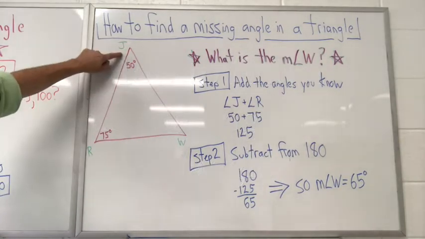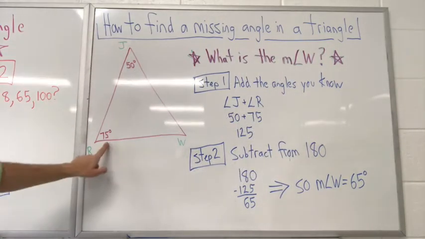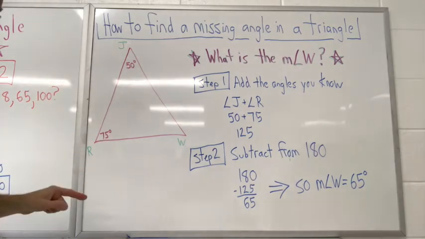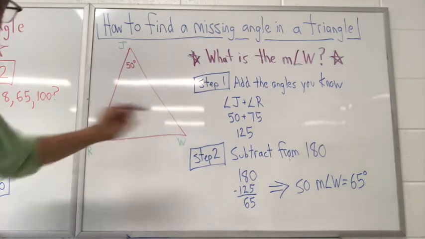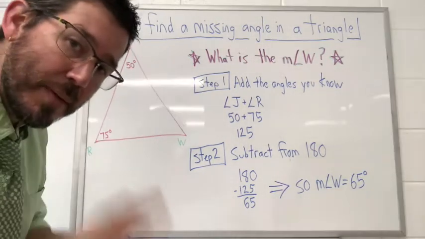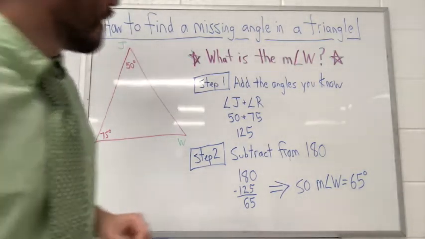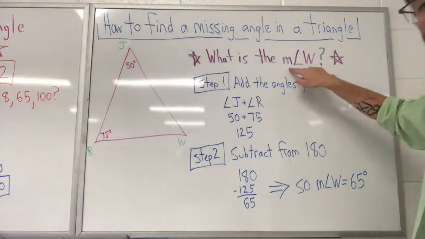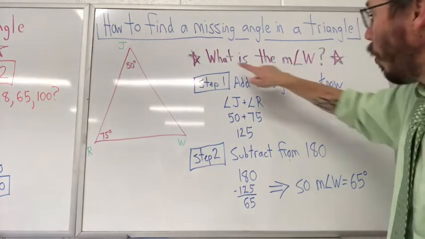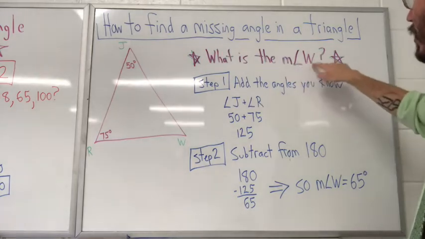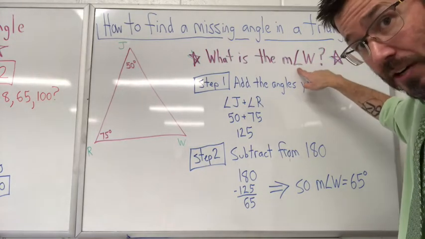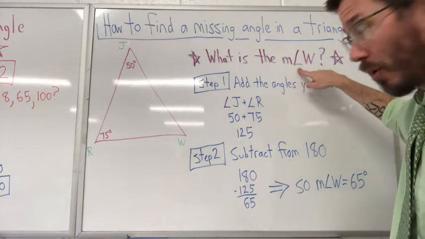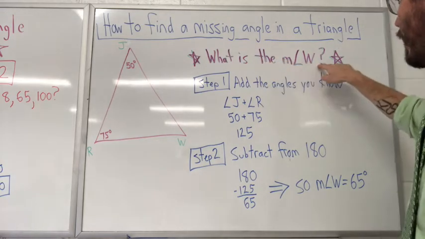It has angle J is 50 degrees. Angle R is 75 degrees. Notice I started calling the angles by their letters. Angle W is not listed. We are going to find angle W. It's not hard. All right? Come up here to the question with the stars. What is the measure of angle W? That's what that little M means, measure. What is the measure of angle W? That's what that little crook means, angle. I'm dropping knowledge on you here. A lot of stuff we know from before. What is the measure of angle W?